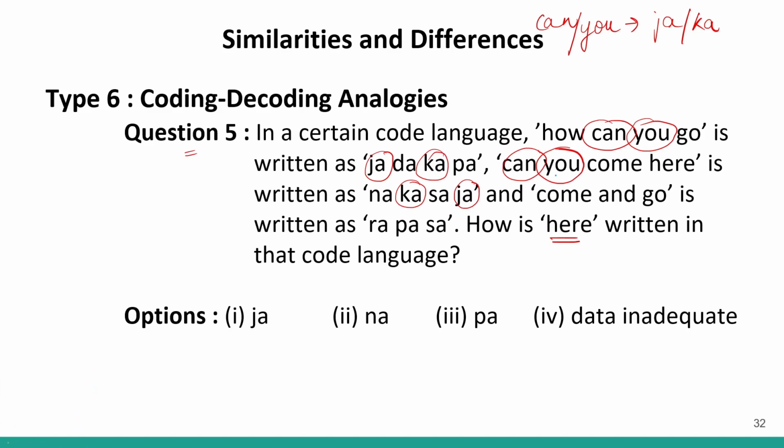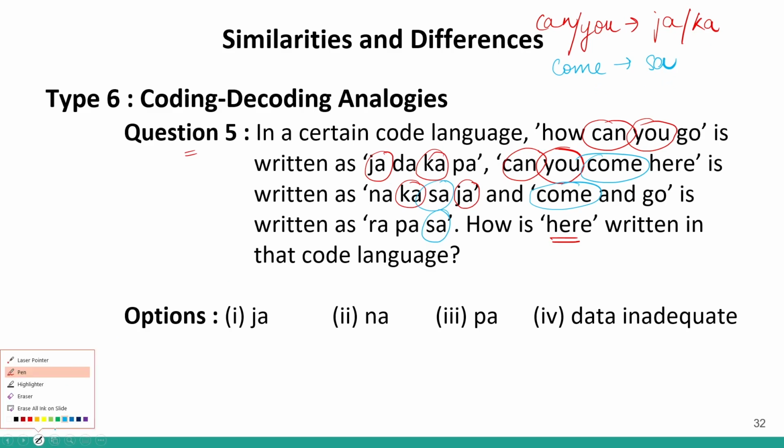Over here we have, can you come here and come and go. In these two sentences, the only common word is come. Correct? The code is NAKSAJ and RAPASA. So the only other common thing is SA. So come will be coded as SA. Correct? This much we understand, how we find out the codes of can and you. It could be either JA or KA, and for come it could be SA.